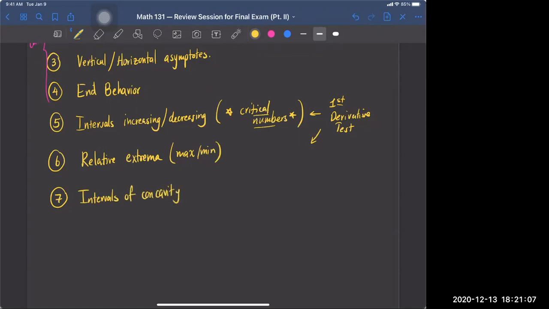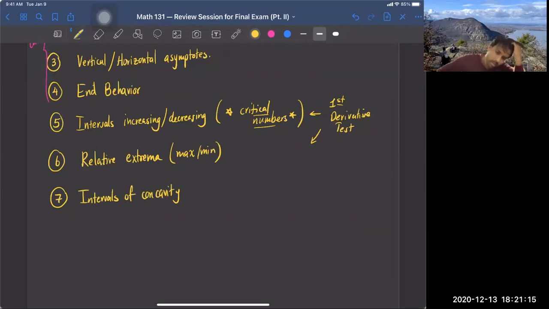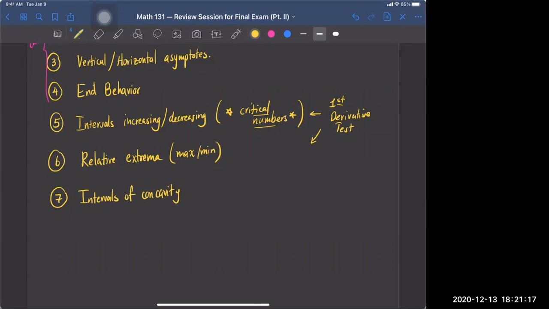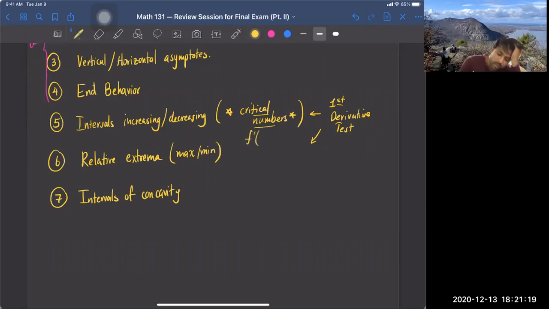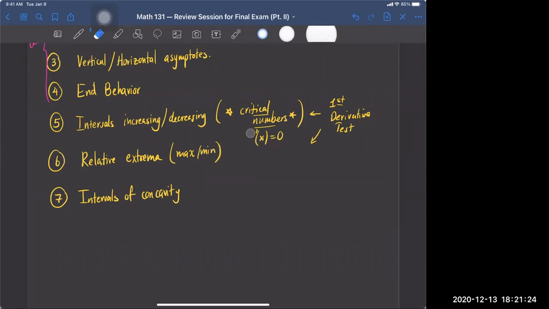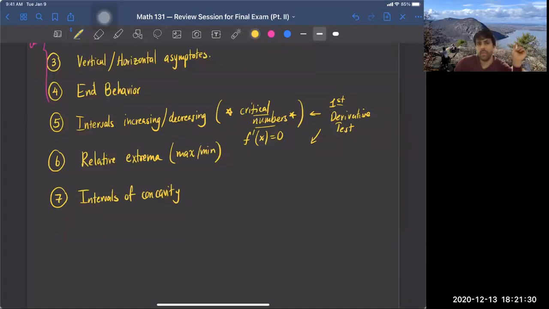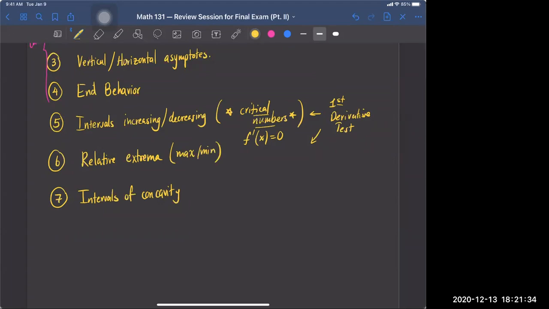Wait a second, Professor. Yeah. When we're finding the increasing and decreasing, we do the first derivative test, right? Yes. And to get the critical numbers, we set the derivative equal to 0 and solve. And then to find where it's increasing or decreasing, don't we have to do a number line? Yeah, you have to use the test points. That's why you need the critical numbers, because without the critical numbers, what would you test?